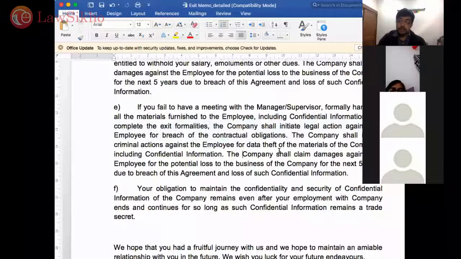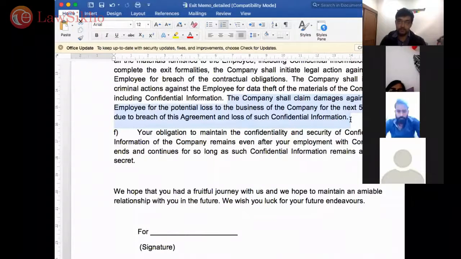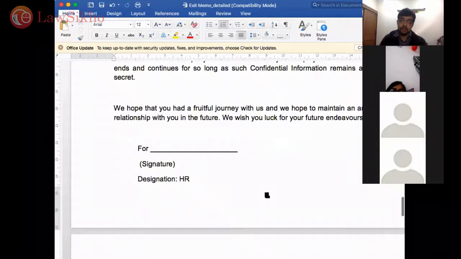Right? The company shall claim damages for loss. Now, all this the company can state, but it actually really depends on whether there has been a damage suffered by the company or a loss suffered by the company. So that the company will have to prove. The entity which claims that we are owed damages or if any losses suffered, we need to be compensated, then the company has to demonstrate that a loss has been suffered. Your obligation to maintain confidentiality and security of confidential information remains even after your employment with the company ends and continues for so long as such confidential information remains a trade secret. We hope that you had a fruitful journey and it's fine. And then there's a signature.